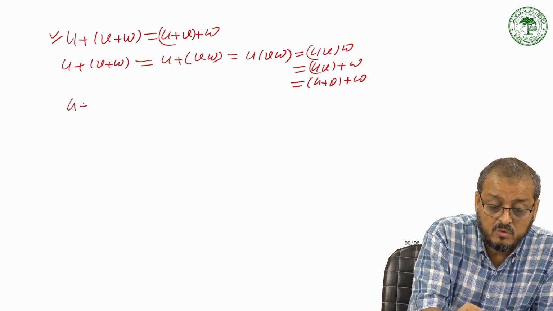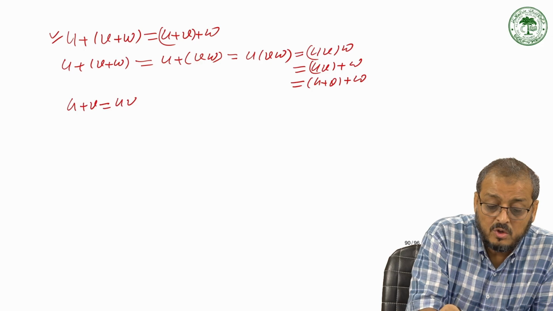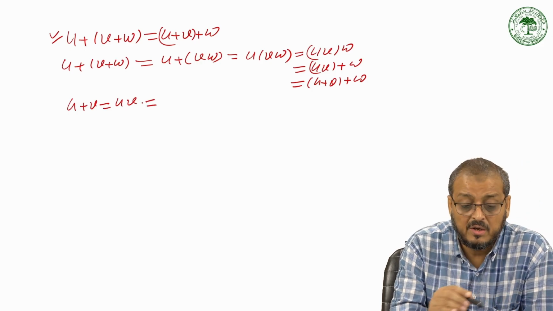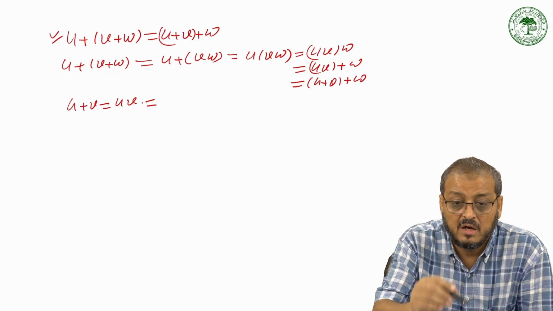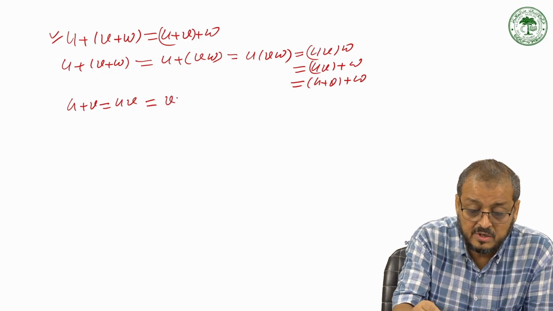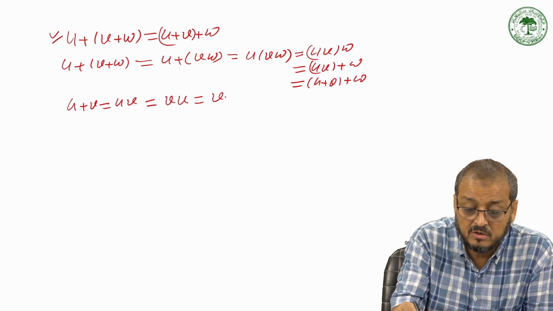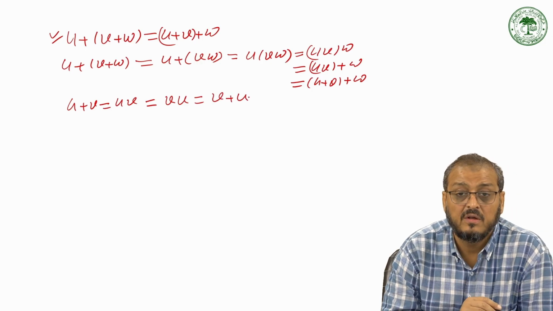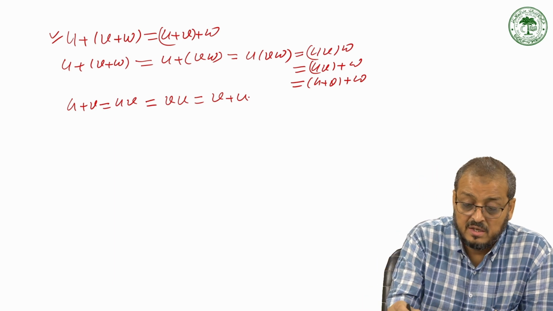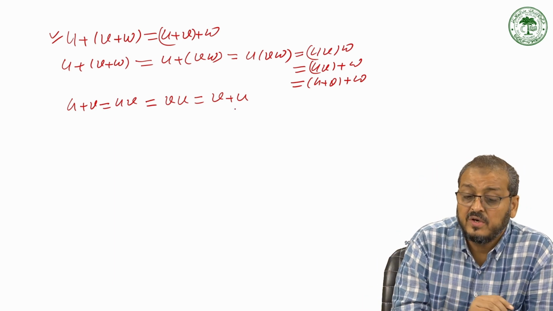Now we have u plus v equal to uv, and because u and v are positive real numbers, and positive real numbers under multiplication are commutative, this can be written as vu, and this is nothing but v plus u. So clearly this is commutative, and it satisfies this property.